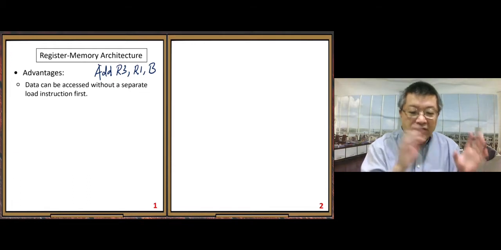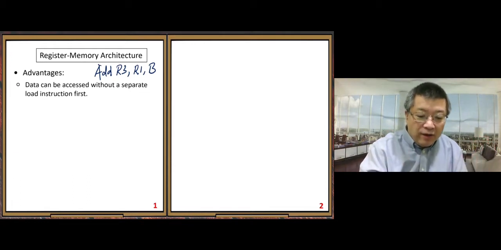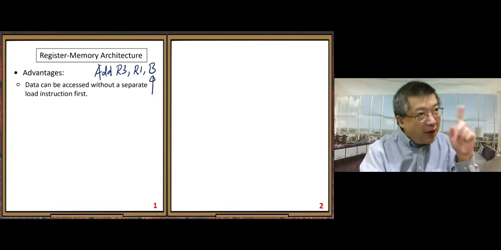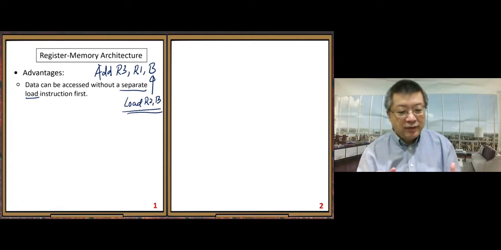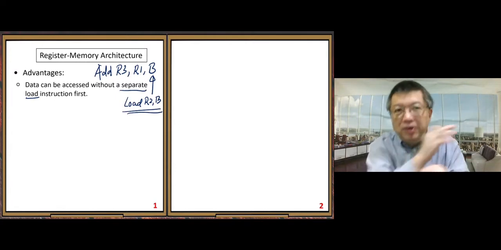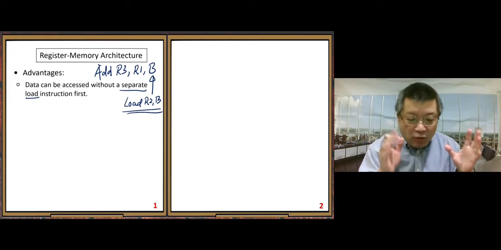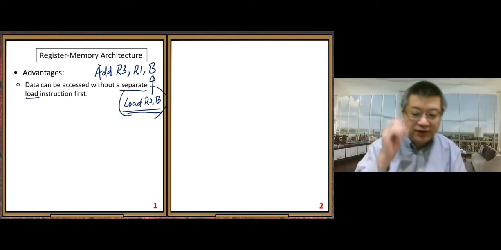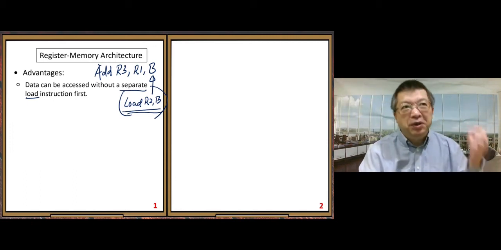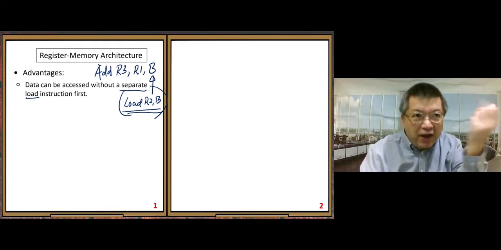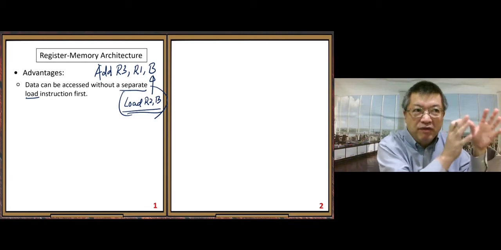So in this one, you can see for this operand, we do not need a separate load instruction. We do not need to do this load R2, B. So it looks like we save a little bit. We save one load instruction. We can treat it as an advantage from some viewpoint.